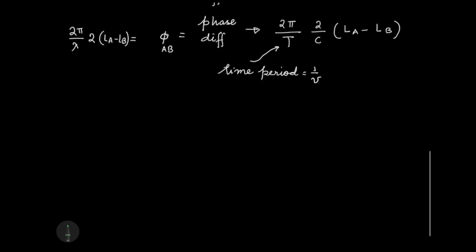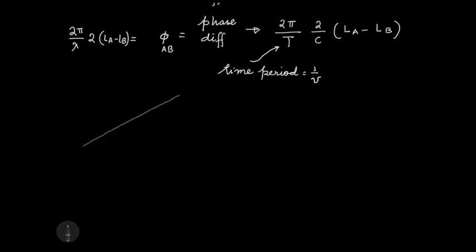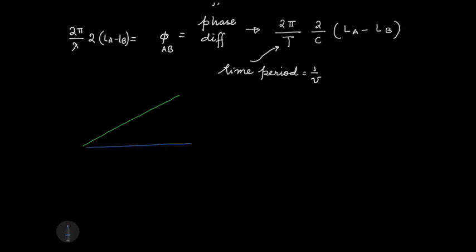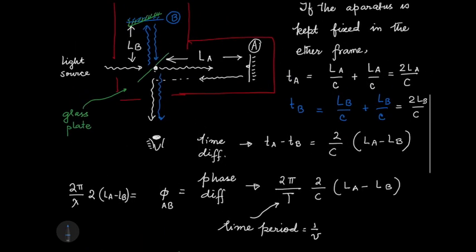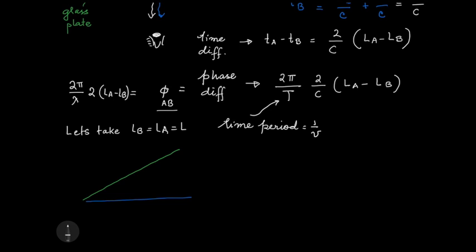Now what will happen if I tilt it that way? Let me draw these two mirrors here. The tilt will be very small, but I am drawing it a little bigger. This blue thing is the mirror A. Let us say that L_B equals L_A, so I have set up the interferometer in such a way that the two arms have the same length. So the phase difference here is essentially 0, L_A minus L_B is 0.